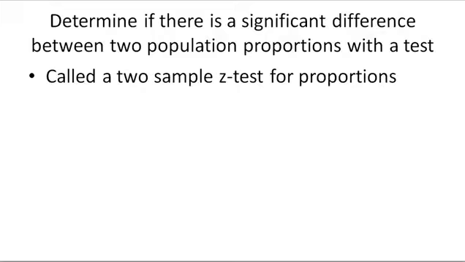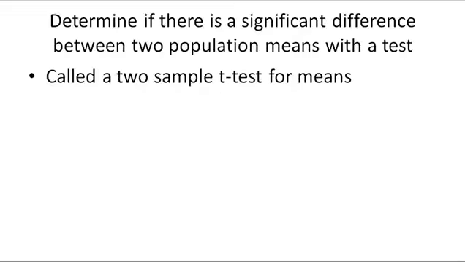Now, what else? Determine if there is a significant difference between 2 population proportions with a test. This is what we've done most recently. So we want to see, is there a difference between 2 proportions? Is there a difference between the proportion of men that do something and the proportion of women that do something? So our null is that they're the same, and the alternative is, no, we think the proportion for men is higher than the proportion for women, or something along those lines. And then it's all about looking for that evidence.